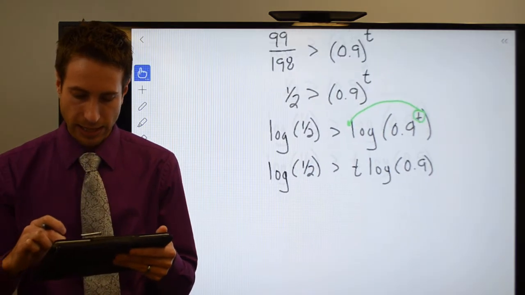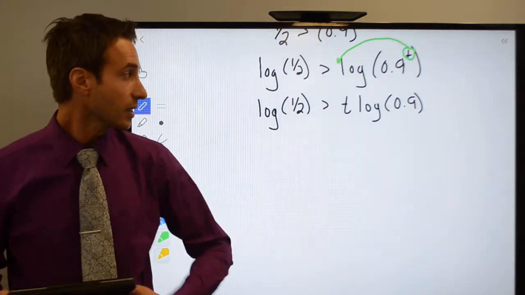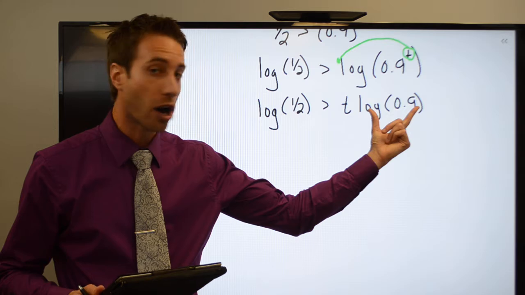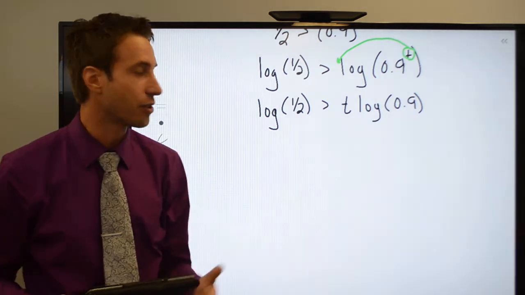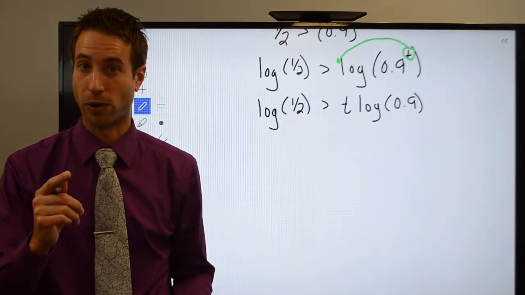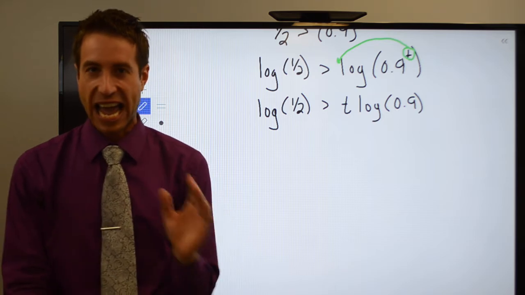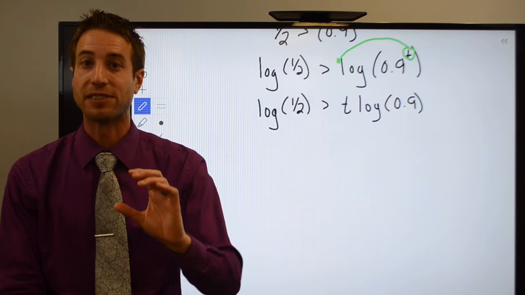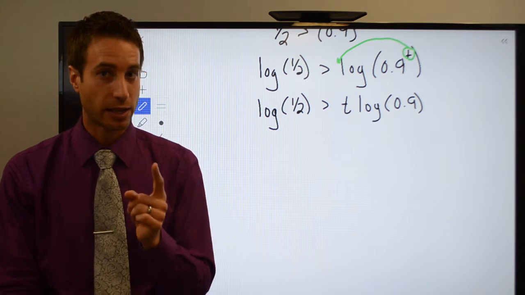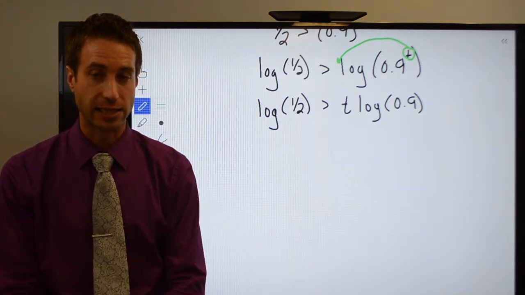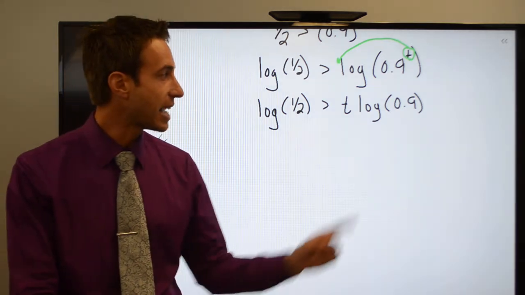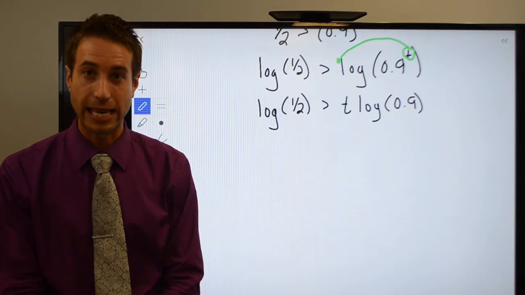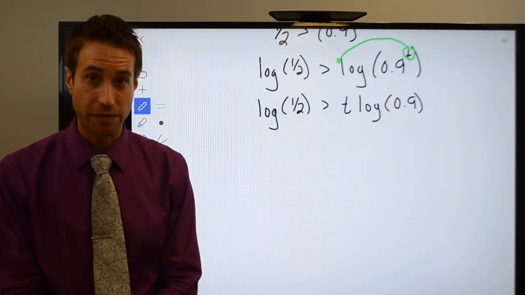Let me slide up so you guys can see what I'm working on. And here we go. To get that t by itself, I'll divide log of 0.9 to the other side. Careful here. Remember, anytime you multiply or divide by a negative number, you have to flip the inequality. Careful, this one's disguised. If you use your calculator and take log of 0.9, guess what you get? You get a negative number.